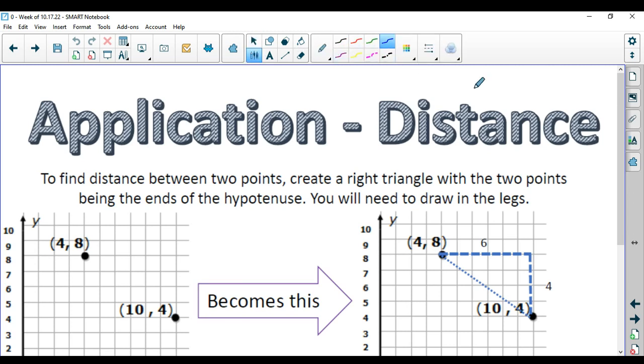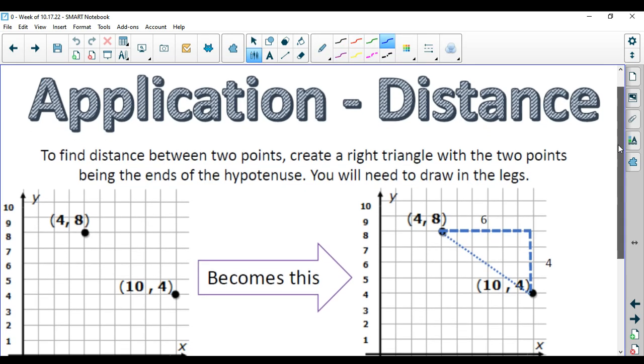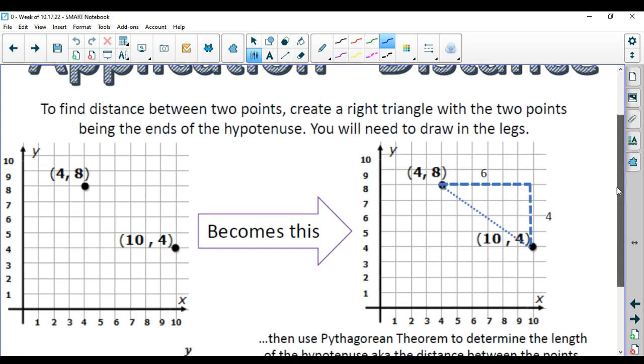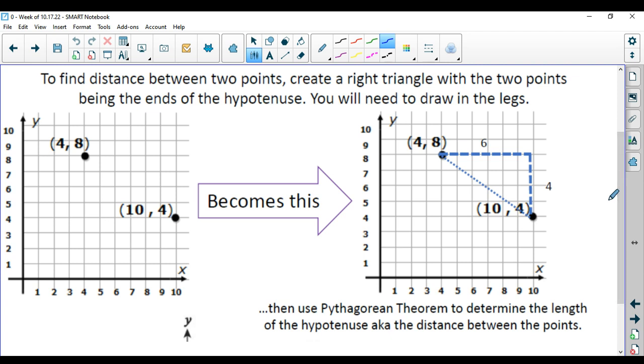One of our applications that we have with Pythagorean theorem is that we're able to actually find distance on a graph. So what we can do is we can have 2 points that are located on a coordinate plane. We can create a right triangle with the 2 points being the ends of the hypotenuse, and then we get to draw in the legs.